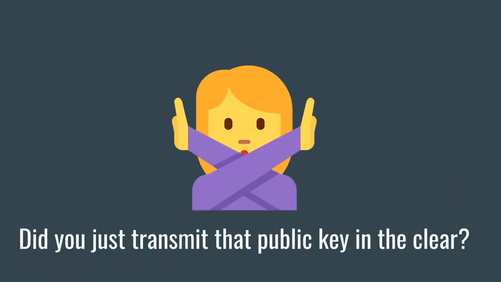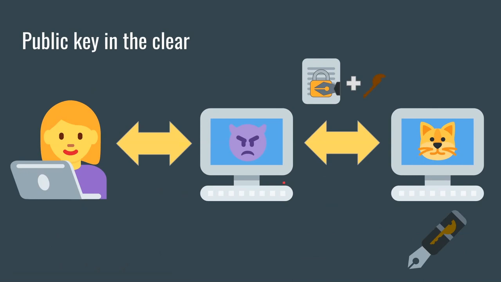In that example we just drew there, I did make a mistake. Did you just transmit that public key in the clear? Yes, I did. In this example, the server generates this signature, which is fine, but then it sends along its public key in order for the client to be able to decrypt it.